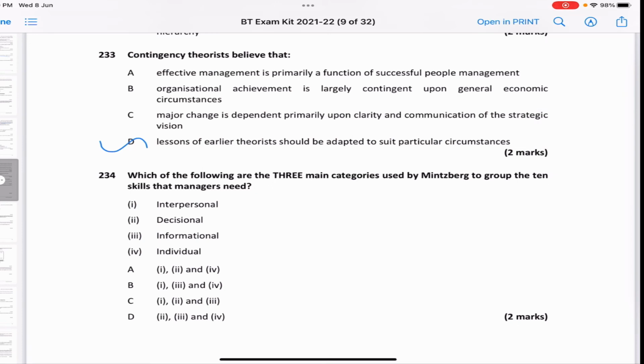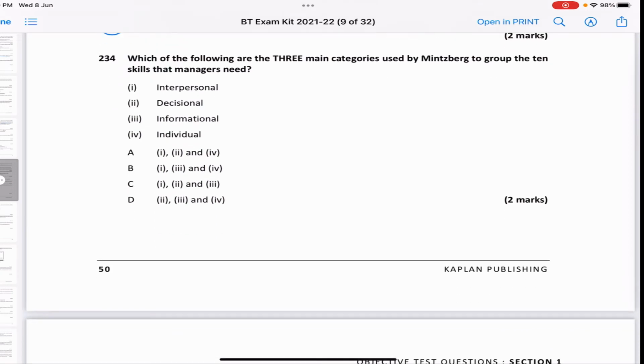Contingency theory spoke about the fact that we need to take lessons from what the past and the history and our ancestors had learned. Which of the following are the three main categories used by Mintzberg to group the 10 skills: interpersonal, informational, and decisional? 1, 2, and 3. That is C.